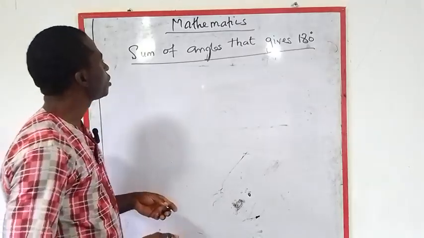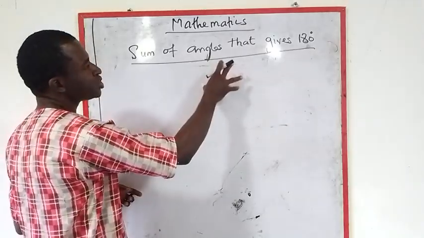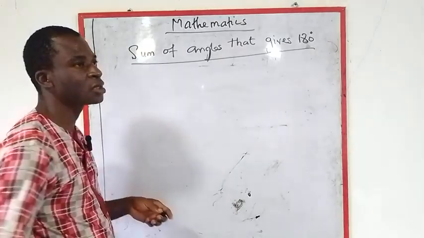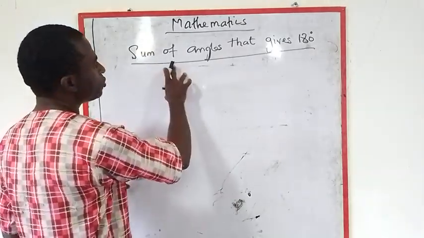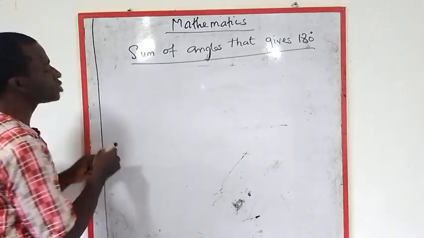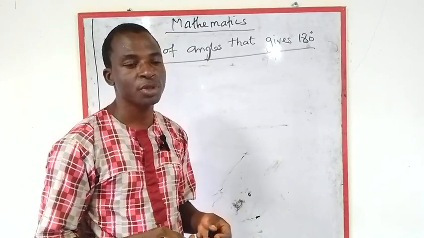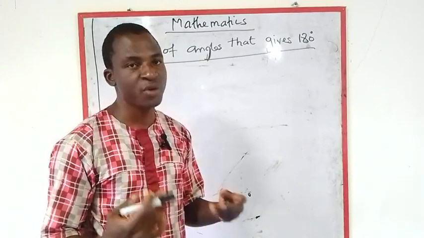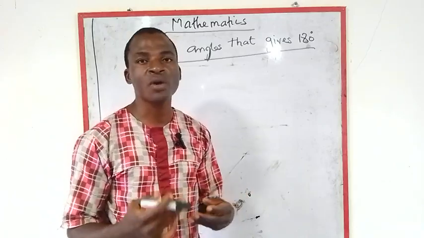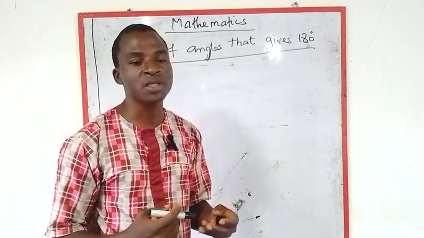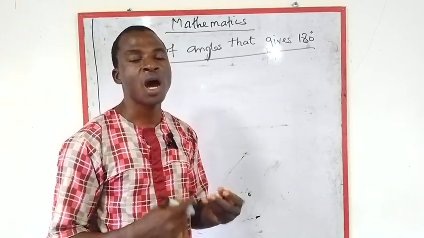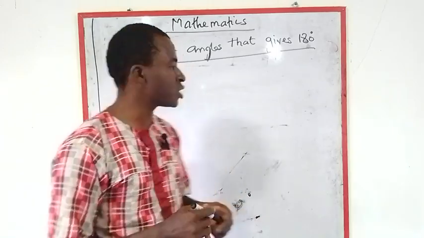See that we're talking about the sum of angles that gives 180. From what you are seeing right here on the board, we are going to talk about different angles that when you sum them up, will give you 180. It's very simple. We need to know some angles that you add up that will give us 180. I will start with the angle on a straight line.